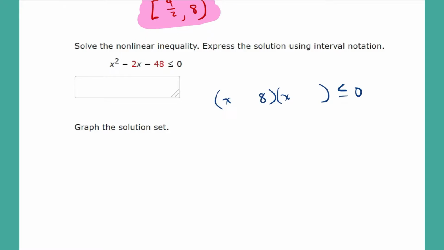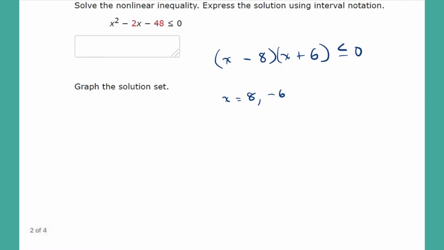48 is 8 times 6, and you want a negative 8 because you need a negative 2. So the two solutions would be 8 and negative 6, if you're treating this as an equal sign for now, just to get the two solutions. And so once you get the two solutions, you're going to go ahead and graph that.